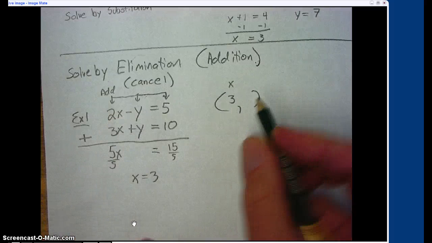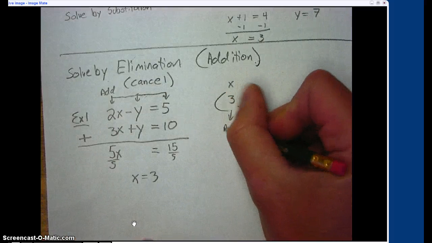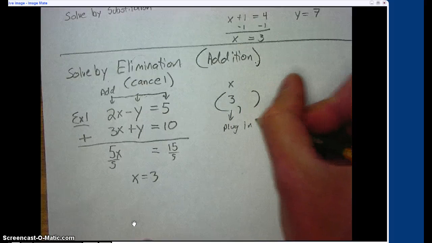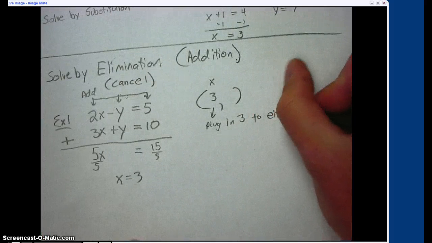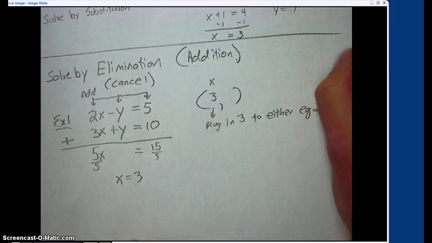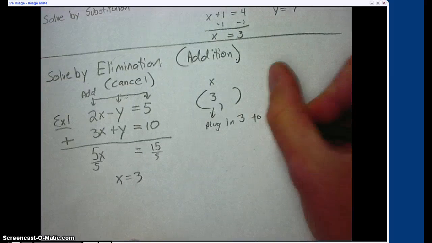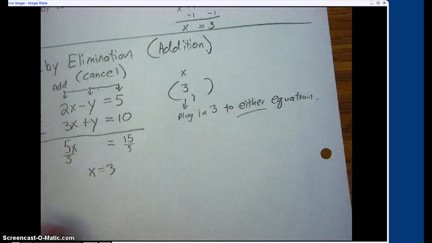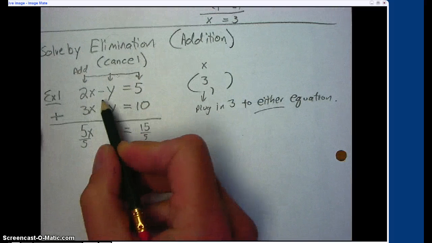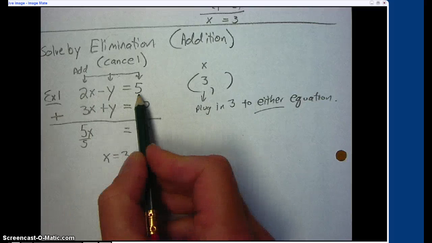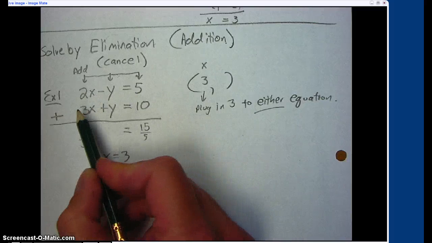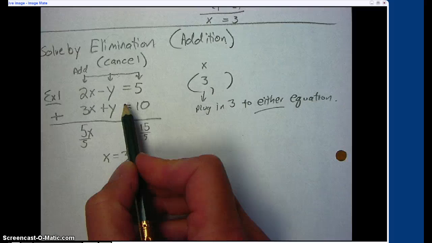So all you're doing is now you're going to plug that in. Plug in 3 to either equation. Now, which equation is easier, do you think? The top one that has a negative y or the bottom one that has a positive y? Let's vote. Who says they should do the top one? Who thinks we should do the bottom one? Who doesn't think?